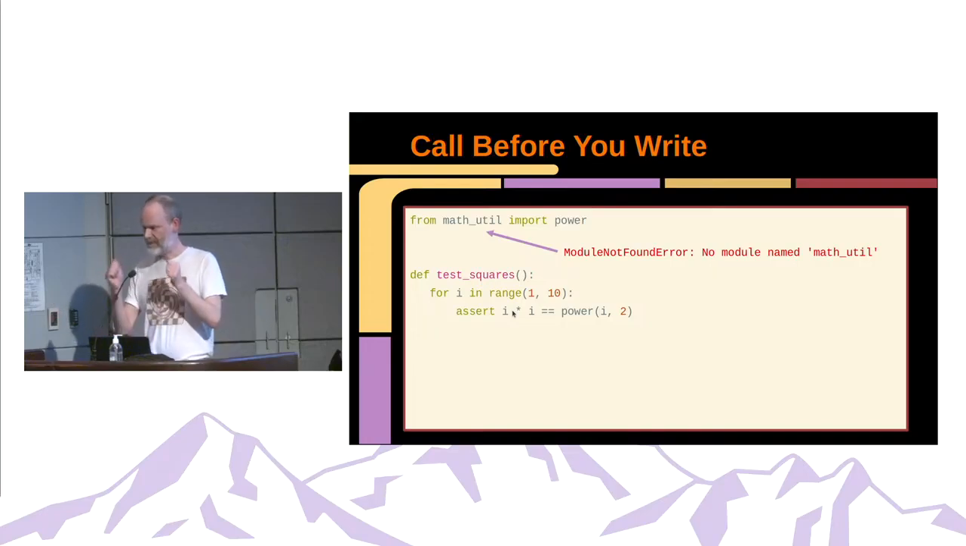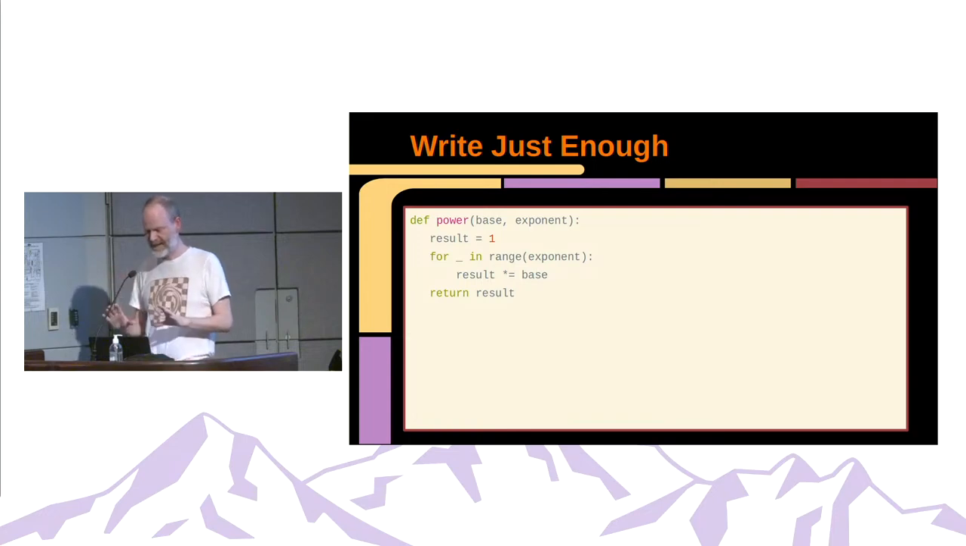But that's okay. The purpose of doing that was to think about how you want to call the code, particularly when your code is more complicated than this toy example. You can often discard a few bad design ideas before you write them, which saves you time. Okay, so now you write just enough code to make that test pass.